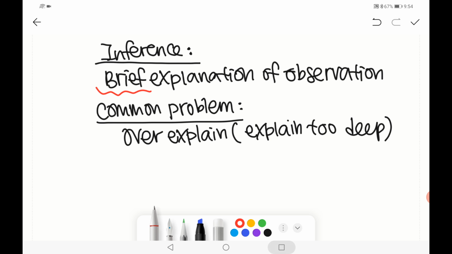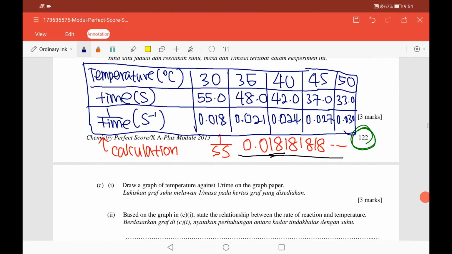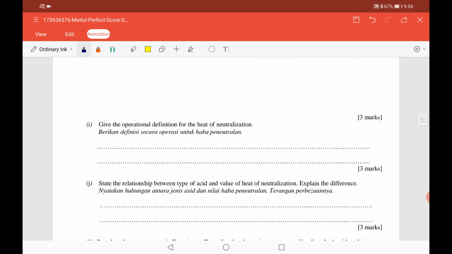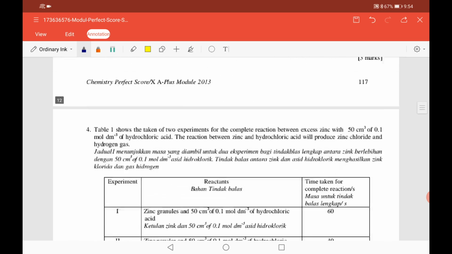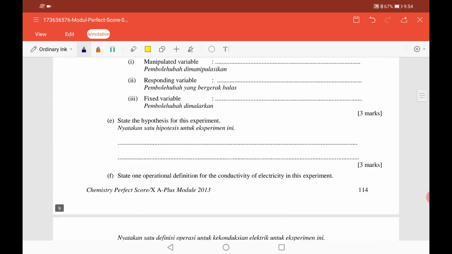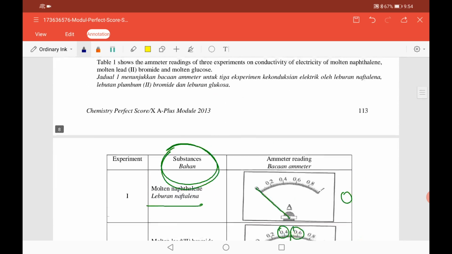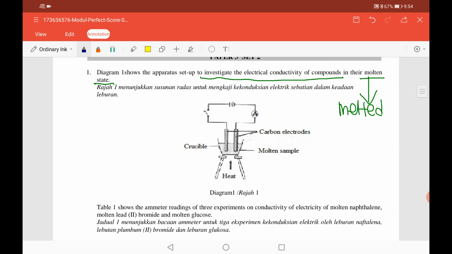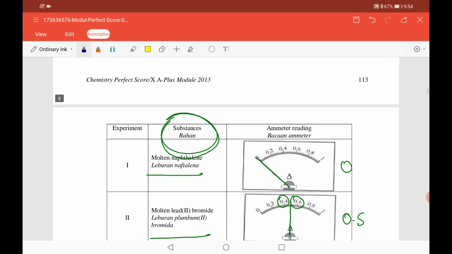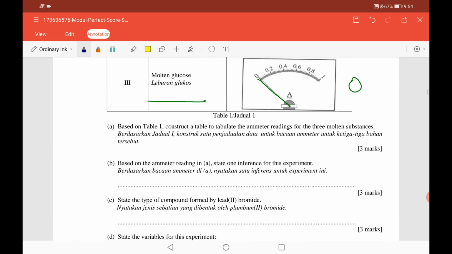I'll show you one example. Go back to the question we have just now, the first question that I discussed early on today. This is the one. Again, help me to recall: this is the experiment to study electric conductivity. So we want to know what can conduct electricity and what cannot conduct electricity.